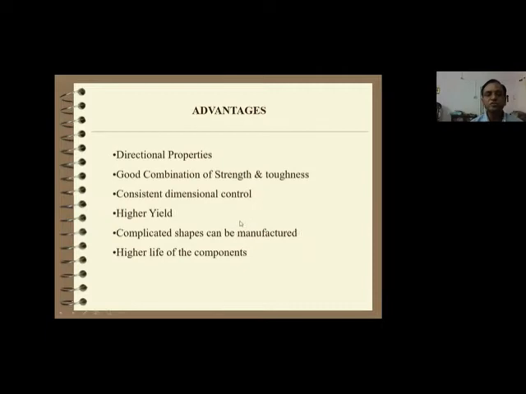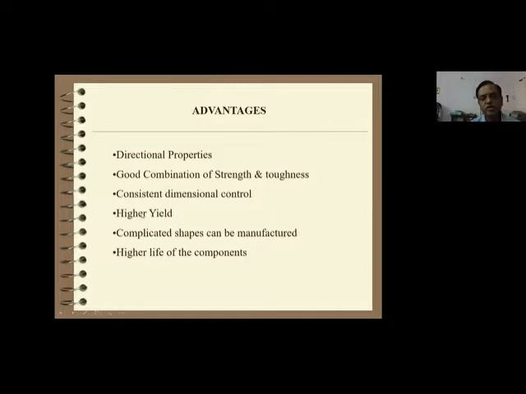So what are the advantages of forging? You get directional properties, you get a good combination of strength and toughness, then consistent dimensional control is there, because in the same die we are consistently getting the output, so the dimension control is very good. Then the yield is very good in case of forging. What the meaning of yield is: suppose initially you are using 100 kg of raw material, and the component weight is 80 kg. In that case, it is 80% yield.